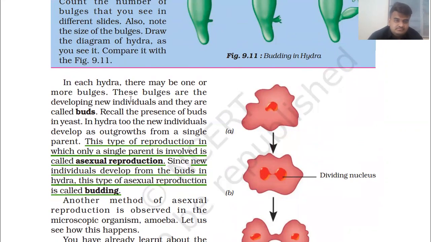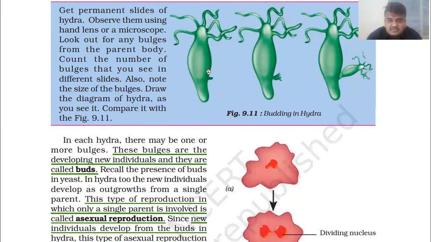So you are given one more definition of buds. Recall the presence of buds in yeast. We have already seen this example of reproduction in yeast in a previous standard, in class 7, in reproduction in plants. So in hydra too, the new individuals develop as outgrowths from a single parent. See, from this single parent, this is developing.